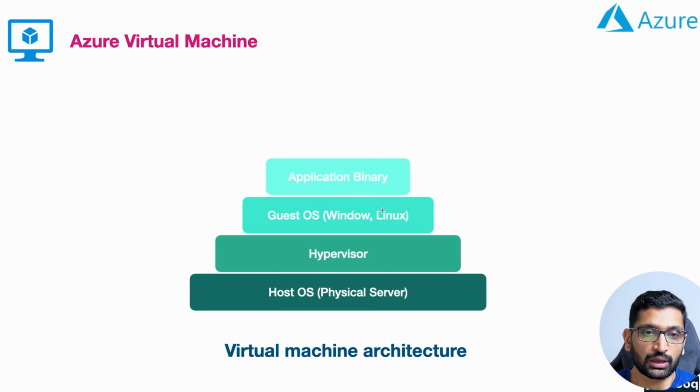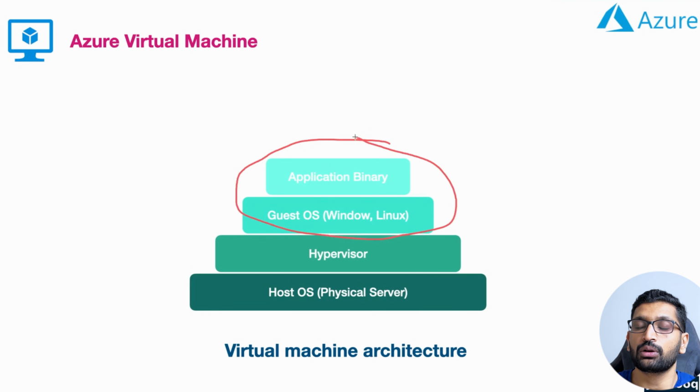Now, when we do the demo very soon, we are going to play around with these two layers. First, we are going to provision our guest OS, and after provisioning of a guest OS, we will try to access our virtual machine. And then in that virtual machine, we are going to install some of the binaries so that we can see how we can play around with that particular virtual machine.